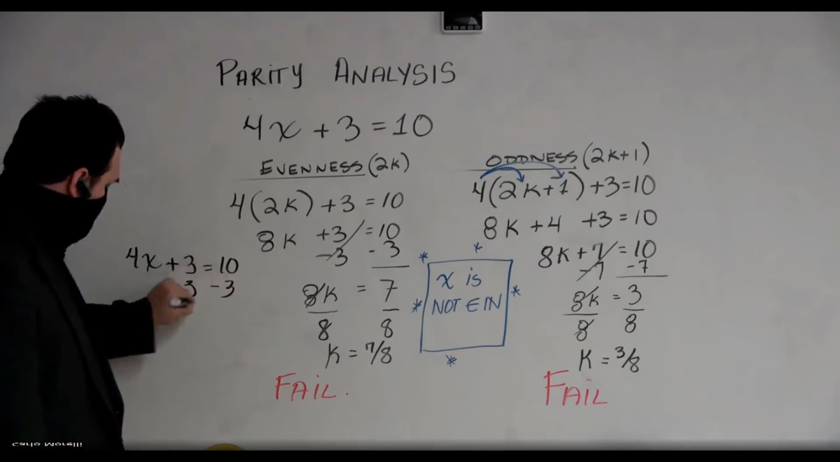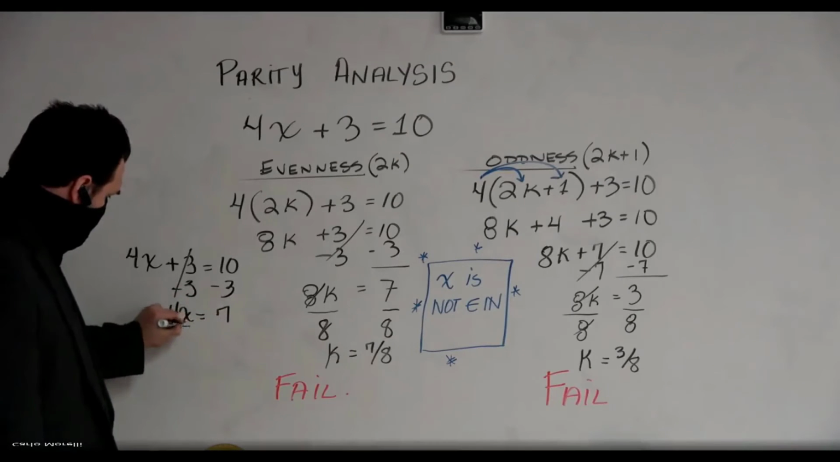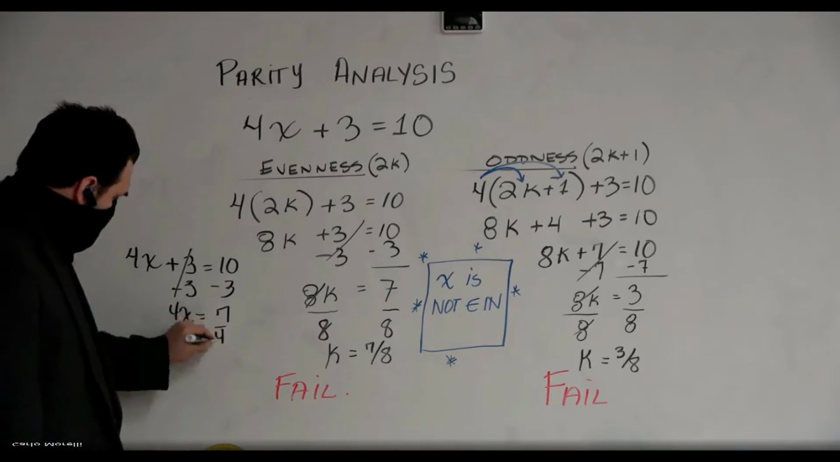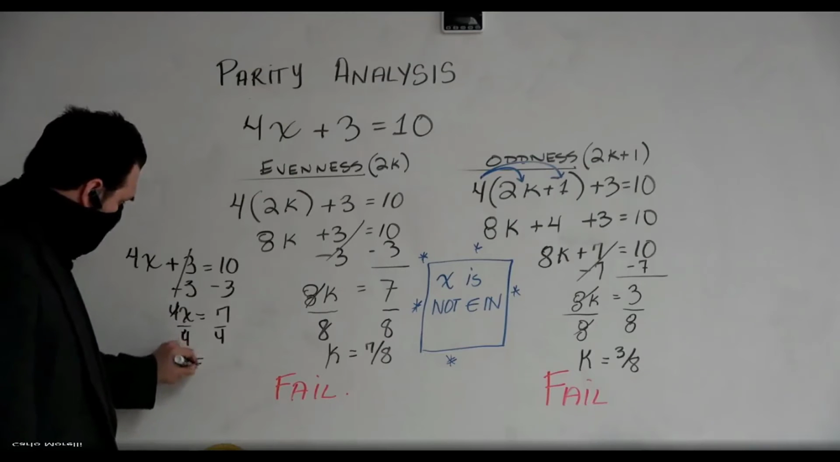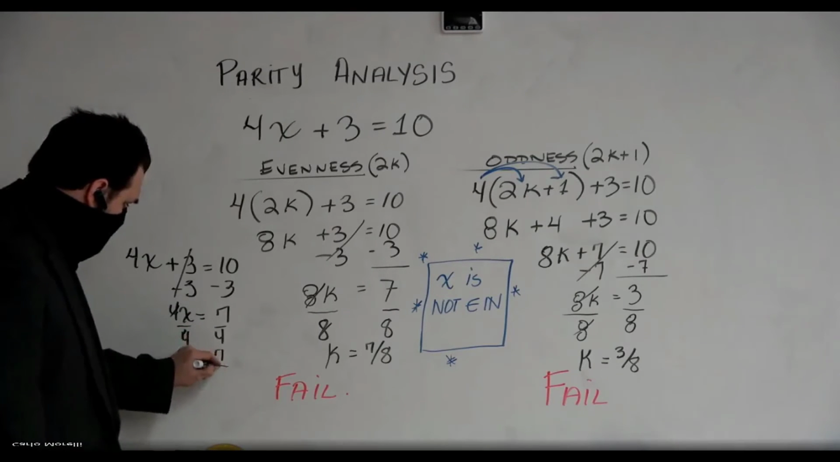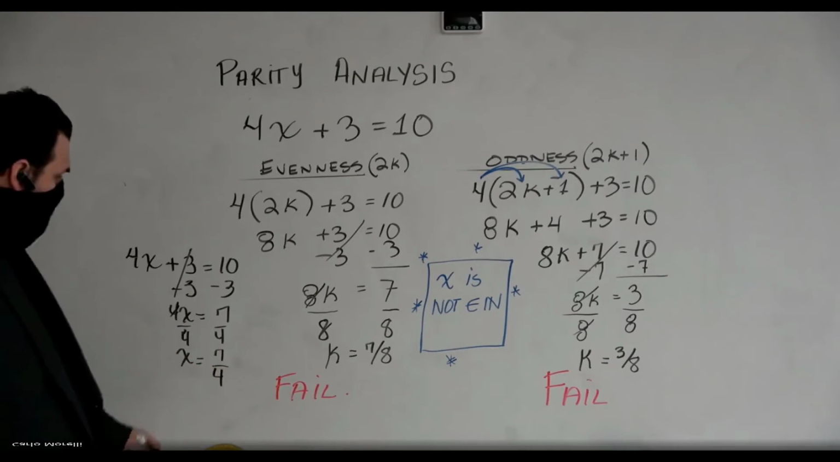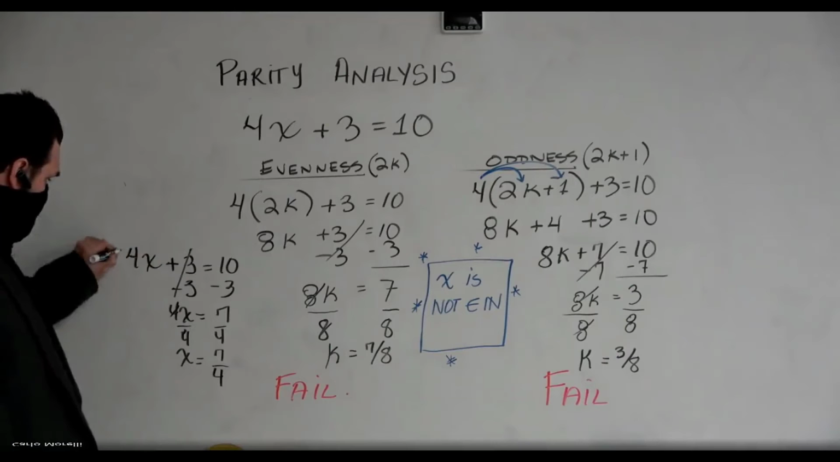Subtract 3 from both sides. 4x equals 7. X equals 7/4. So that's 7 over 4. So it's not an integer because it's a fraction. Okay, so this confirms, right?